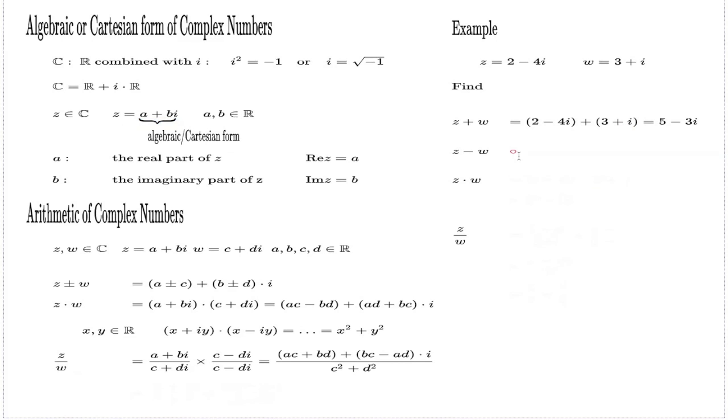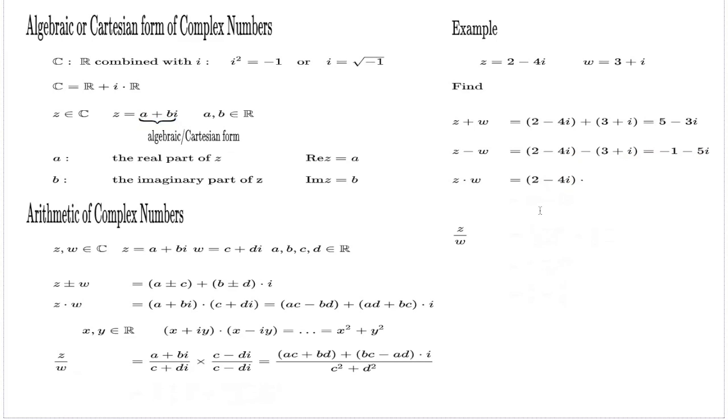Here, similarly, you just put these two numbers together, but now you put a negative in between, and now you say 2 and 3 delivers negative 1, and negative 4 and 1, with the extra negative, is negative 5.